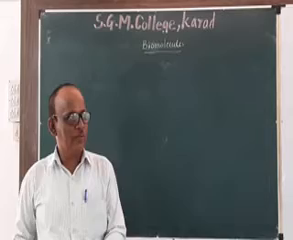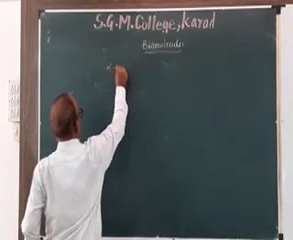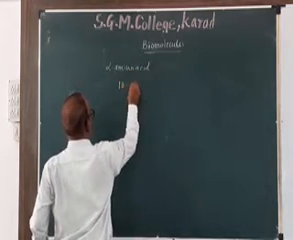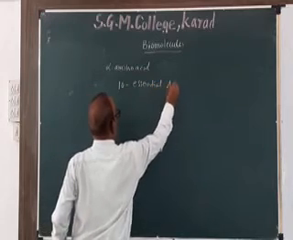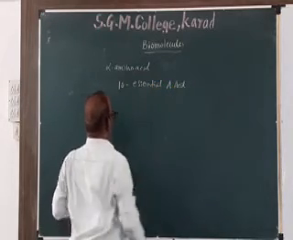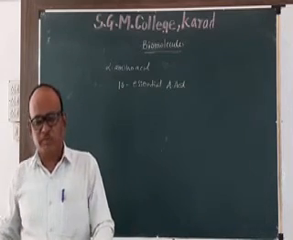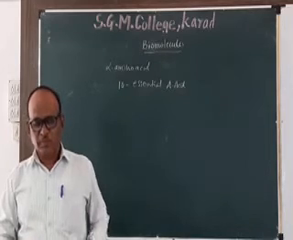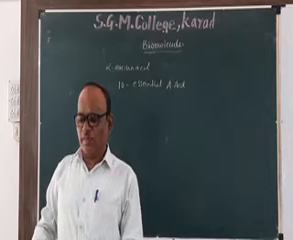Out of these 20 alpha amino acids, 10 are essential amino acids. The meaning of essential is that these are not synthesized in the body, but are obtained from the diet. So these amino acids are called essential alpha amino acids.